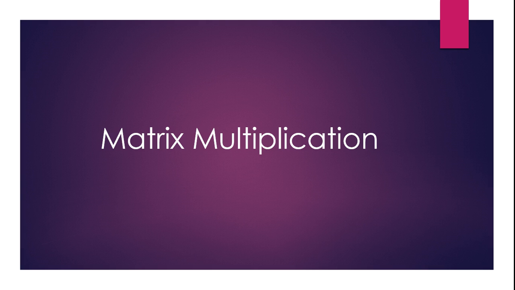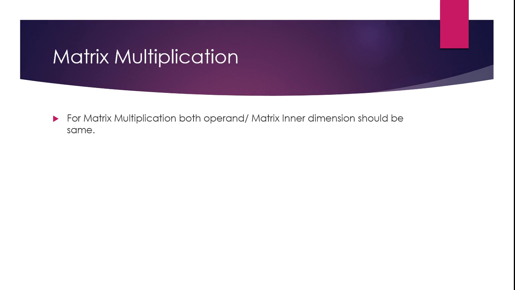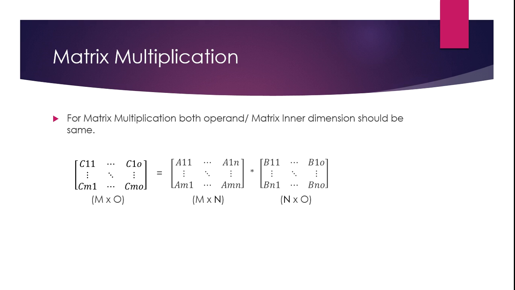When you are doing matrix multiplication, it is necessary that the inner dimensions of the given matrices should be the same. And by inner dimension, I am not talking about the shape of a matrix. Here matrix A and B have different shapes. The size of matrix A is m cross n and the size of matrix B is n cross o. But the number of columns of matrix A is equal to the number of rows of matrix B, and when this condition is satisfied, we can say that the inner dimension is the same.